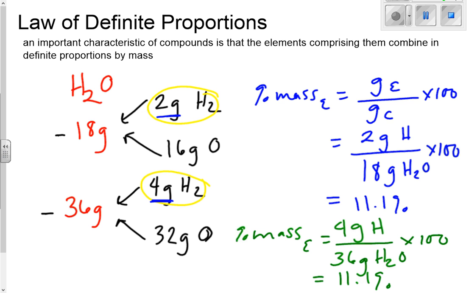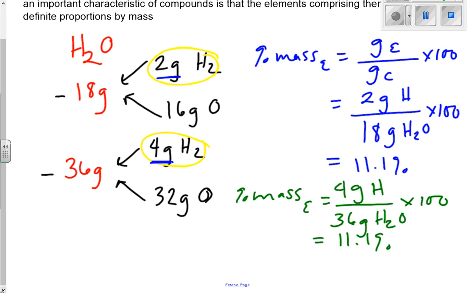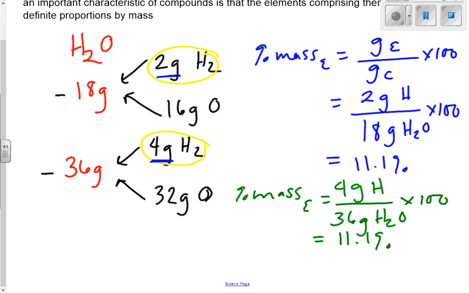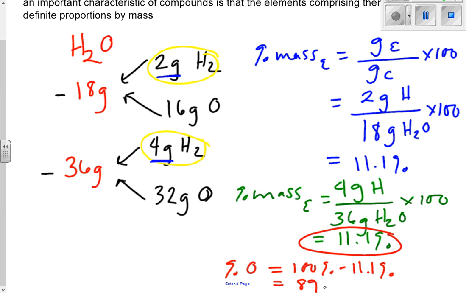So then what's going to be our percent contributed by oxygen? You could carry out that equation again, or we just know that hydrogen and oxygen are the only 2 elements in this compound. So if 11.1% is hydrogen, then the percent contributed by oxygen must be 100% minus 11.1%. And I mean, you could do the math if you want to do the equation for practice, but that would make the percent oxygen 88.9%, and that will always be the same.